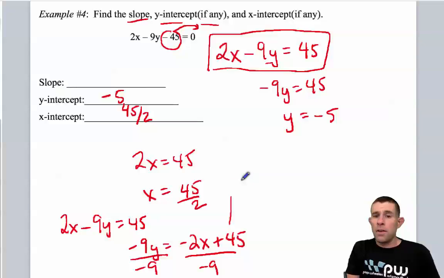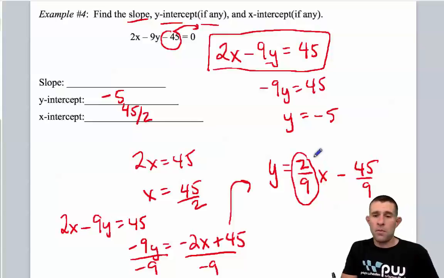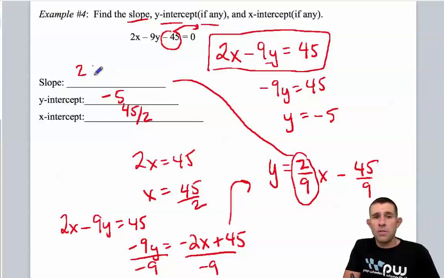And now I'm going to rewrite that so that I have y is equal to positive 2/9 x minus 45/9. And I am looking for the number that's in front of my x variable, that is my slope. So I say that the slope of this line is 2/9.